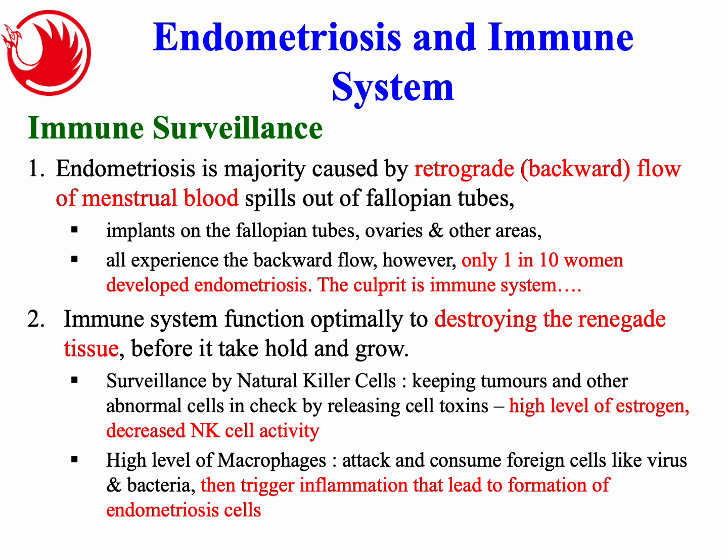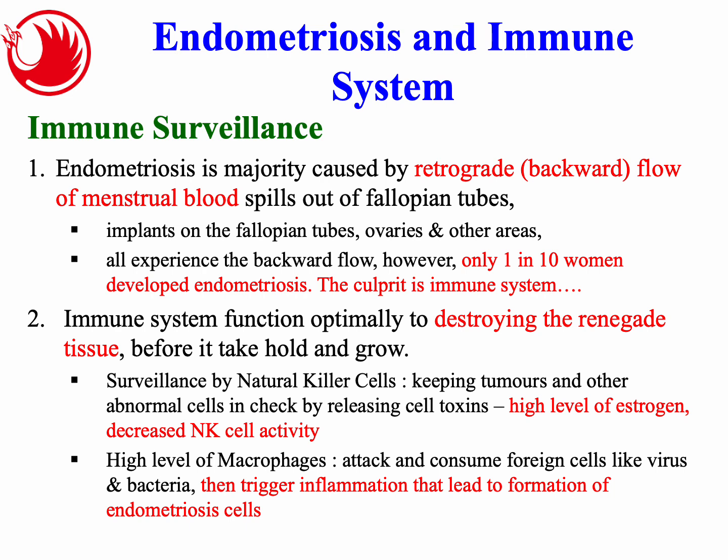endometriosis. So the difference lies in the immune system. So what is the immune system's role in this? First, the immune system should destroy all this backflow tissue before it takes hold and grows. The first one is the NK cell, supposed to keep tumors and abnormal cells in check by releasing toxins to kill them.